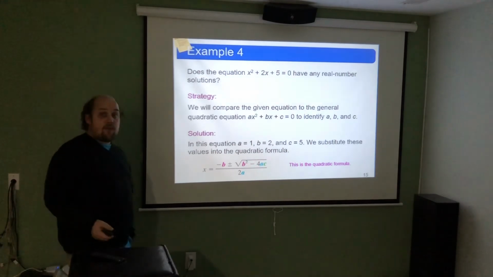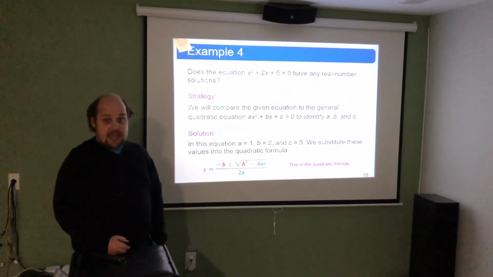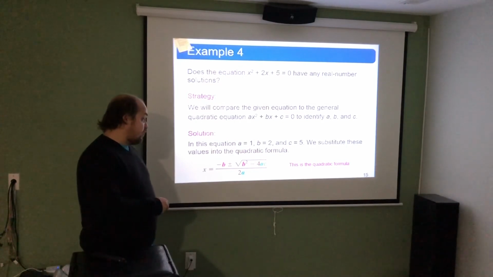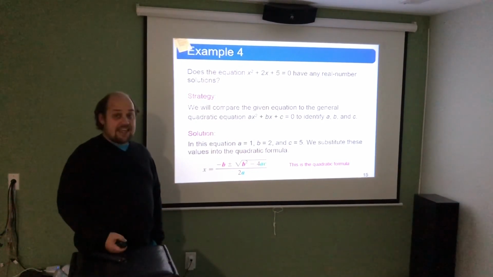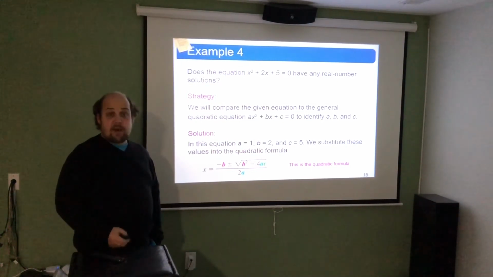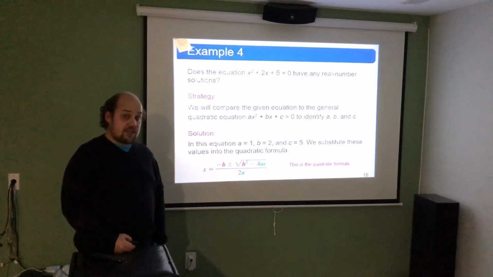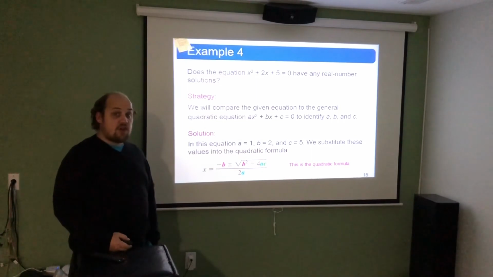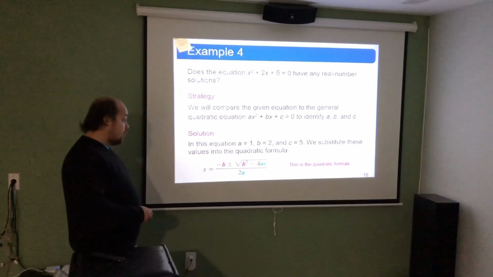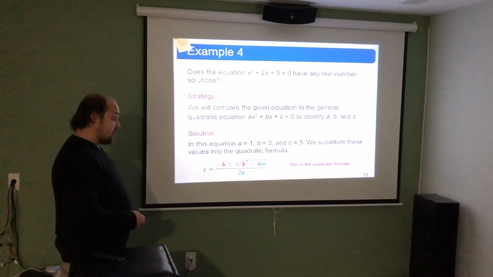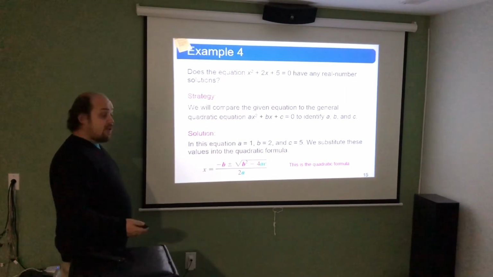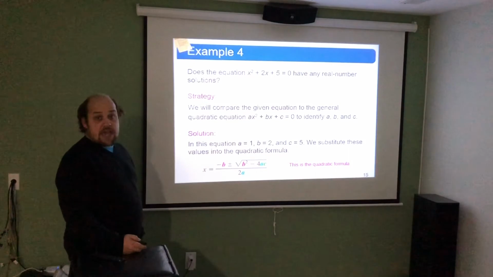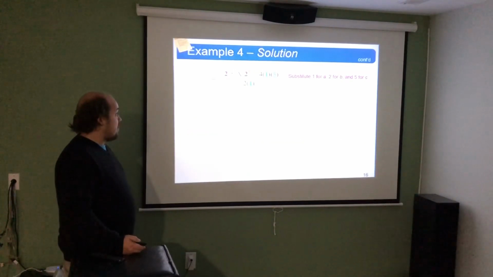What's going to determine how many real answers I have is whether what's under this root is positive, negative, or 0. If it's positive, I'll have 2 real answers. If it's 0, I'll have 1 real answer. And if it's negative, I'll have no real solutions. So looking under this root for what's called the discriminant, b squared minus 4ac, is really going to tell us how many solutions there should be.